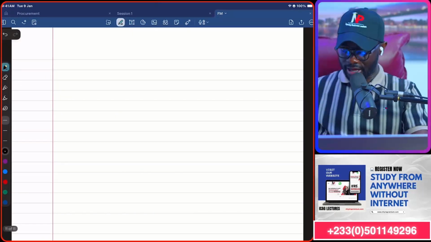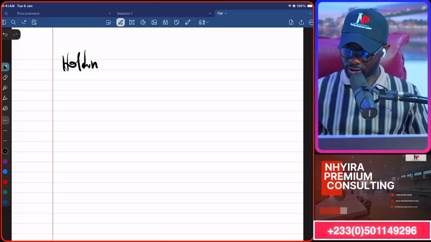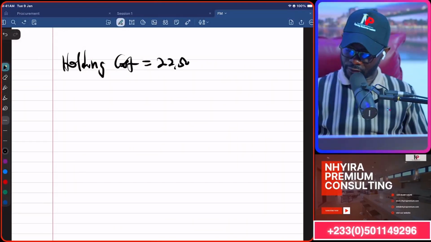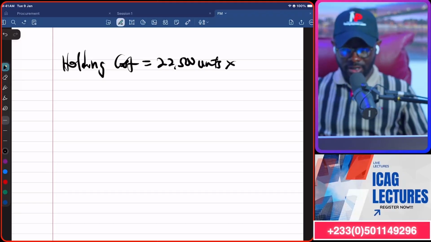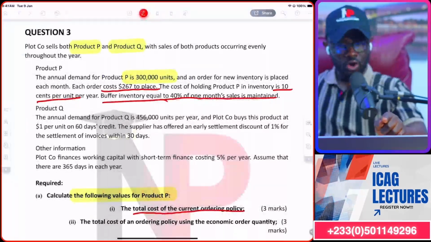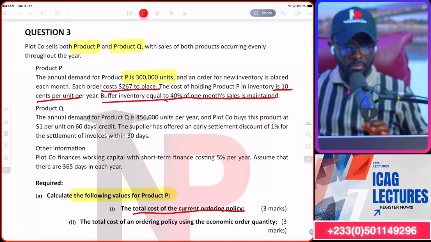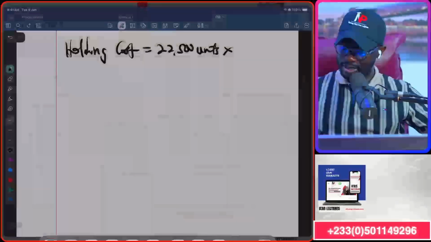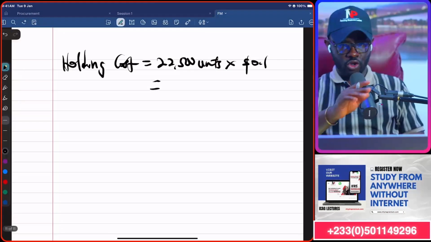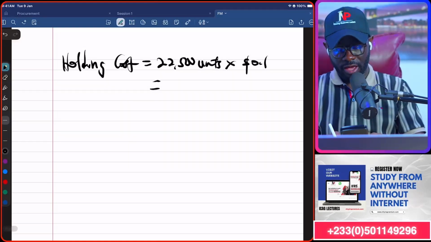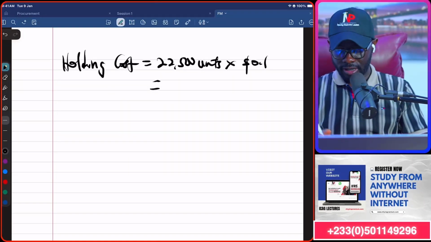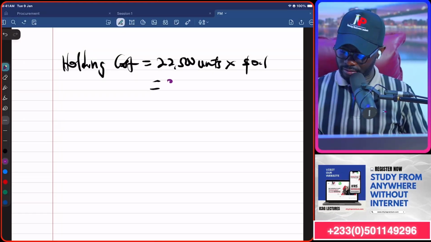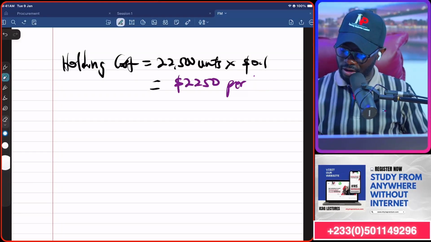Now, based on that, we can get our holding cost. So our holding cost is going to be 22,500 units times, they said the cost of holding is 10 cents, that's $0.1. So we punch that out, 22,500 by 0.1, and that is 2250 per year.